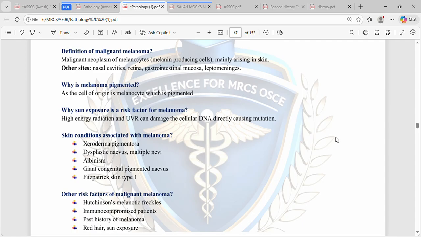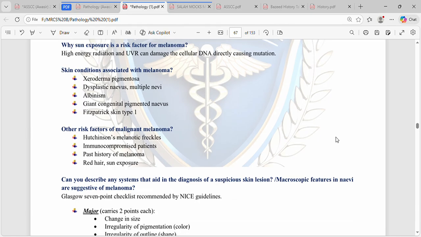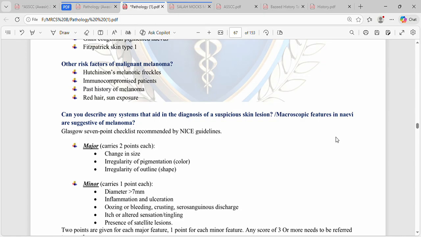Skin conditions associated with melanoma: xeroderma pigmentosum, dysplastic nevus, multiple nevi, albinism, giant congenital pigmented nevus, and Fitzpatrick skin type 1. These are all associated with malignant melanoma. Other risk factors of malignant melanoma are Hutchinson melanotic freckle, immunocompromised patients, past history of melanoma, red hair, and sun exposure.